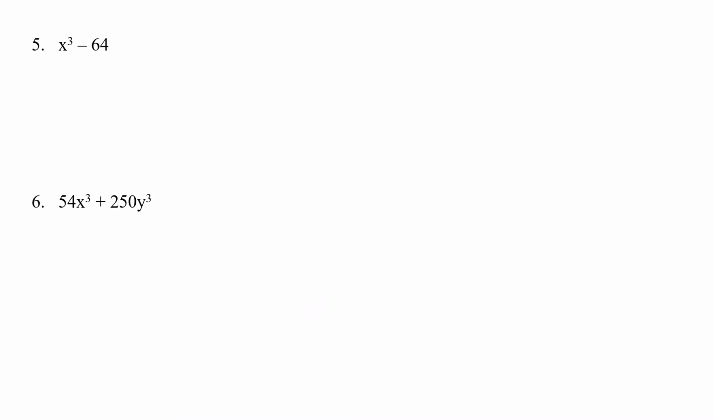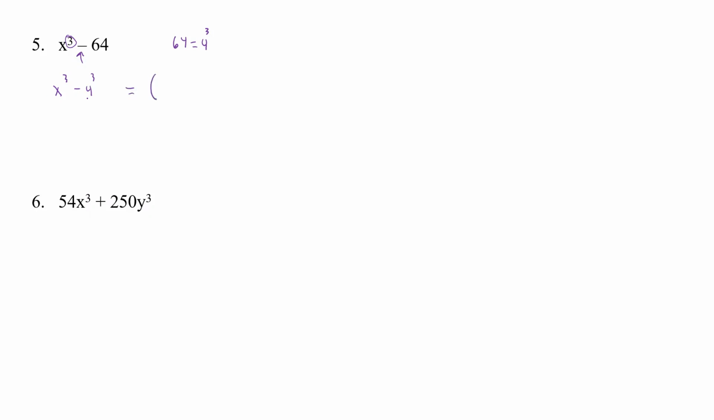All right, here, what do we have? We have x cubed minus 64. Now, when we see that cubed, that makes us think, this could be a sum or difference of cubes. And because we have a negative here, I'm going to say it's a difference of cubes. So now I have to think about what is 64? Well, 64 is just 4 cubed. So I really have x cubed minus 4 cubed, which is the difference of cubes.